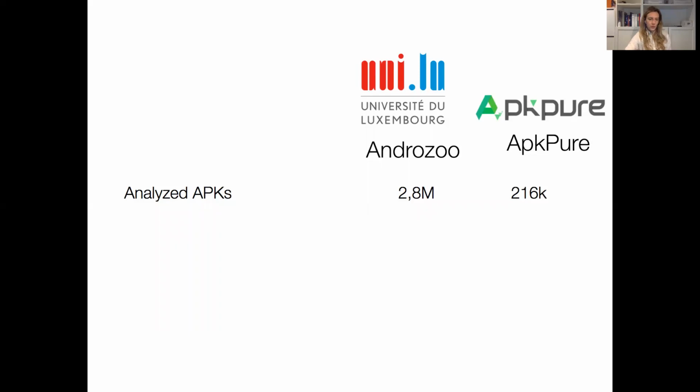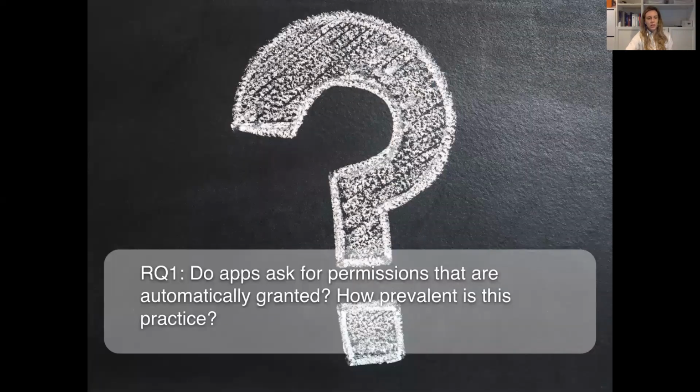In order to answer this question, we use two datasets. AndroZoo, that is maintained by the University of Luxembourg, and APKPure, that is an alternative store for Android applications that keeps several releases of the same apps. We analyzed the manifest files of almost 3 million apps of AndroZoo and over 200,000 apps on APKPure. And we compared the declared permissions among each subsequent pair of releases to answer the first research question. That is, do apps ask for permissions that are automatically granted? How prevalent is this practice?